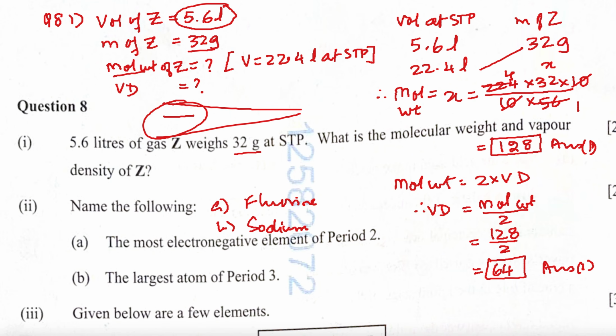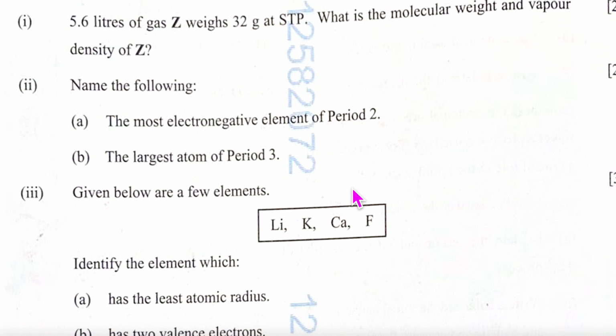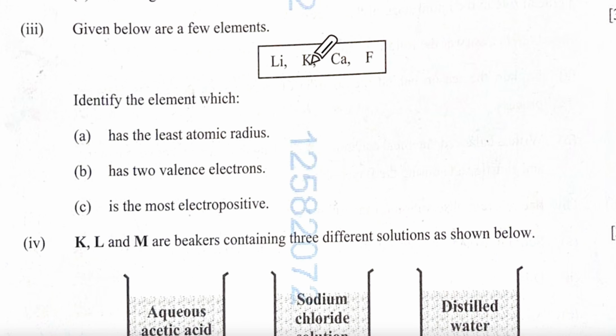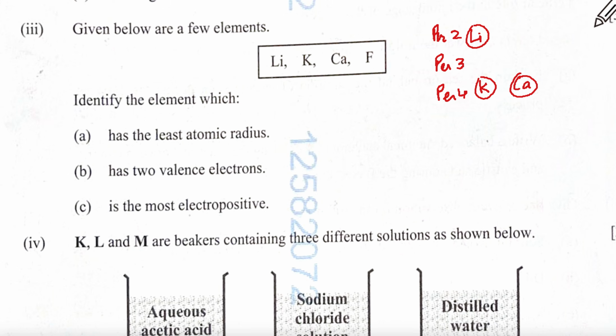We come to the third subpart. Given below are a few elements: Li, K, Ca and F. Identify the element. Now here, a little bit of periodic table you will have to write. So period 2, period 3 and period 4. We have lithium here, potassium here, Ca here and fluorine is here.